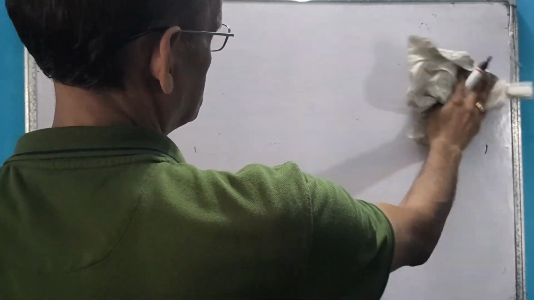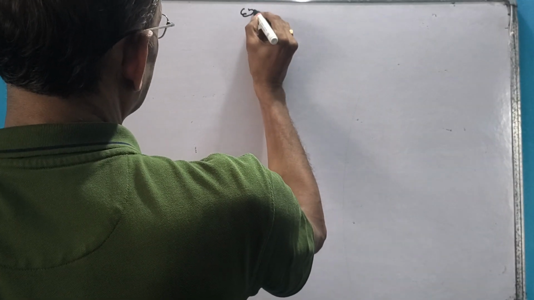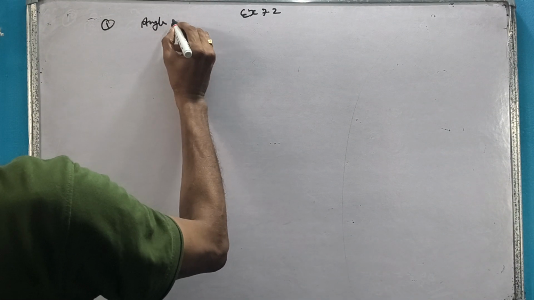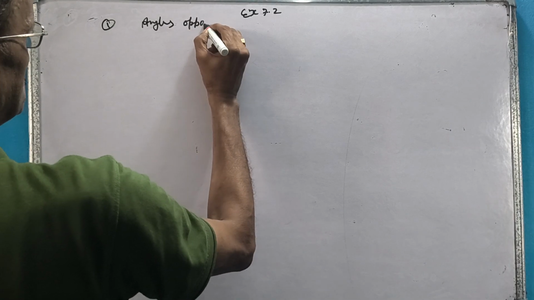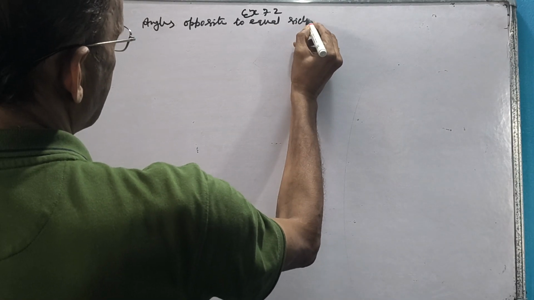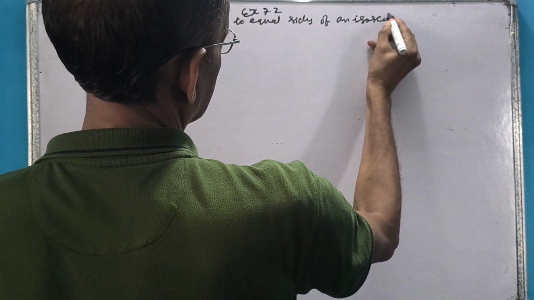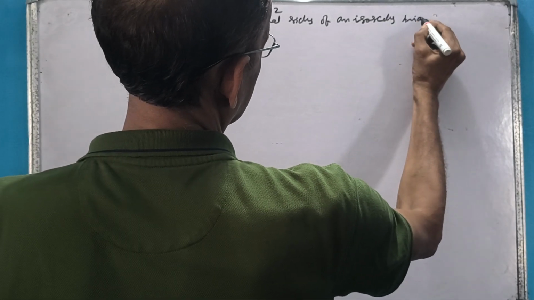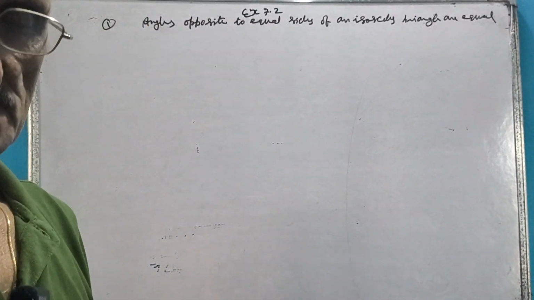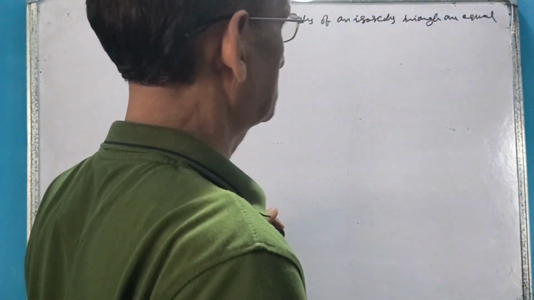Now there are some very small theorems in 7.2, so at least I will explain the theorem to you. Exercise 7.2, theorem number 1. Very important theorem, very easy. Angles opposite to equal sides of an isosceles triangle are equal. This is the theorem. You can say the base angles of an isosceles triangle are equal. The angles opposite to equal sides of a triangle are equal.